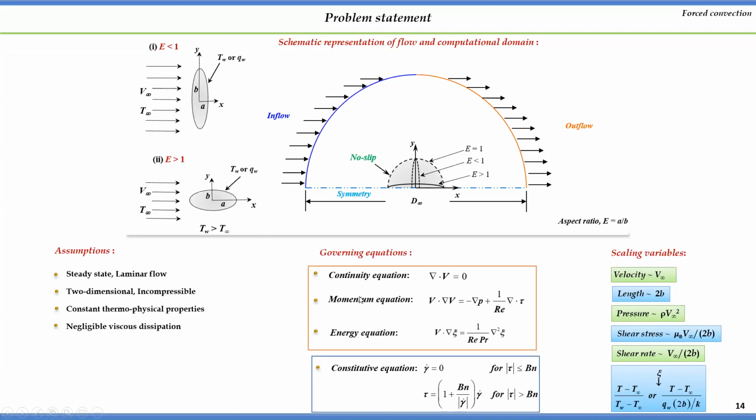And ultimately, when you are using these scaling variables, your governing parameters which evolved in these equations are the Reynolds number, Bingham number, and Prandtl number. So basically, Reynolds number is nothing but the ratio of inertial forces to viscous forces. Bingham number is the ratio of yield stress to viscous stress, and Prandtl number is the ratio of momentum diffusivity to thermal diffusivity. Now, when we are talking about this flow condition, what kind of flow condition have we assumed?